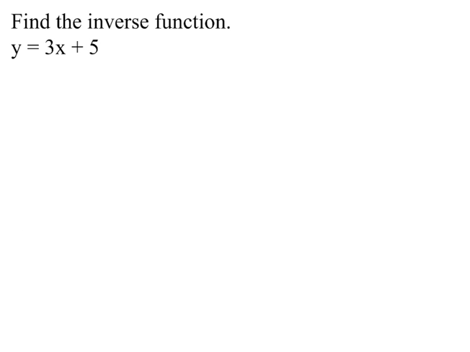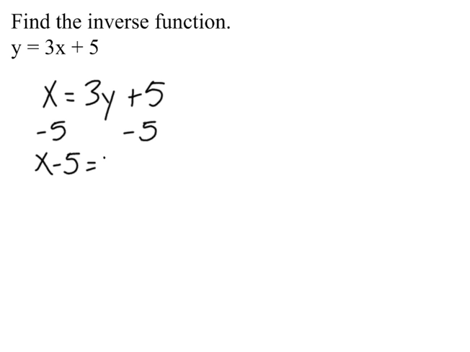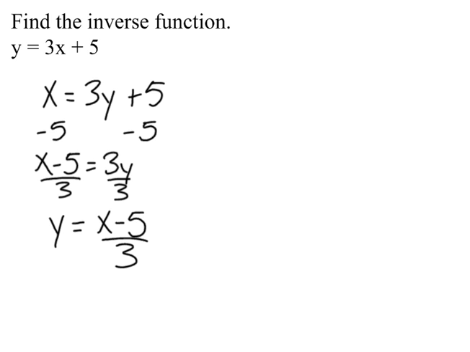Let's try one more. Again, switch where the x and the y is. Now it says x equals 3y plus 5. Now we solve for y. Get y by itself. First step is -5. Now it says x minus 5 equals 3y. And now we divide both sides by 3. Making sure that when we divide the left side by 3, we divide everything by 3. Not just the 5, not just the x, but everything. So our y is equal to x minus 5 over 3.